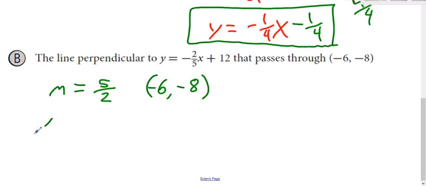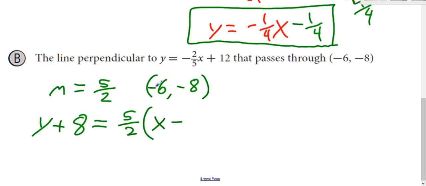Plug it into point slope, so y minus the y value. So y minus negative 8 is y plus 8. And then the slope, 5 over 2. And then x minus the x number. So x minus negative 6 turns to x plus 6. And again, distribute.